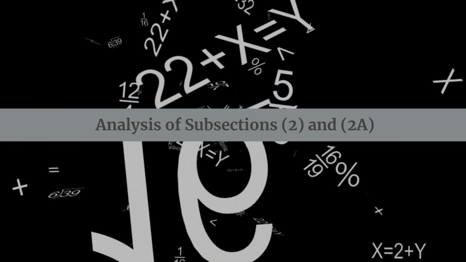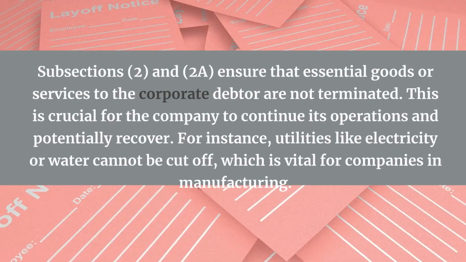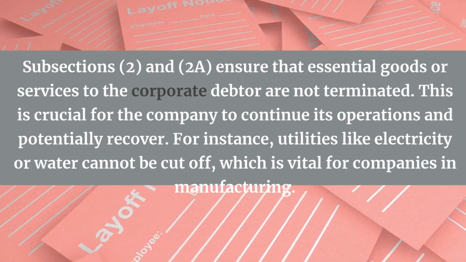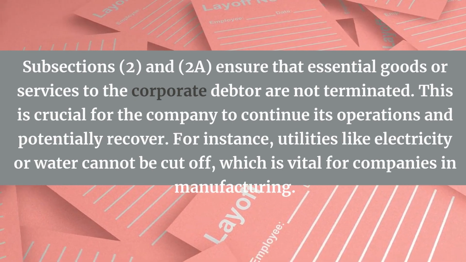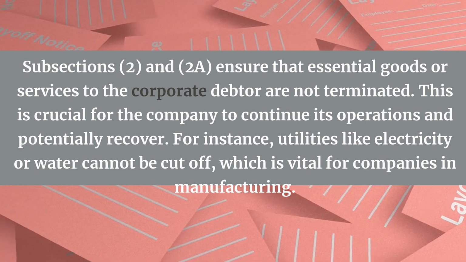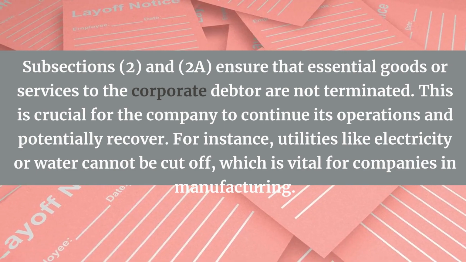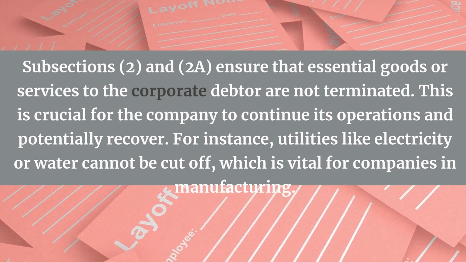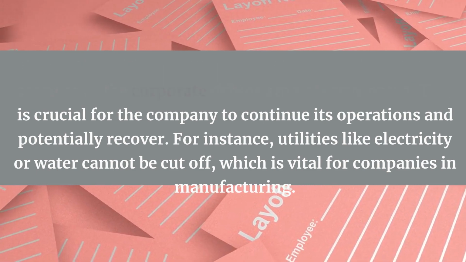Analysis of subsections 2 and 2A. Subsections 2 and 2A ensure that essential goods or services to the corporate debtor are not terminated. This is crucial for the company to continue its operations and potentially recover. For instance, utilities like electricity or water cannot be cut off, which is vital for companies in manufacturing.